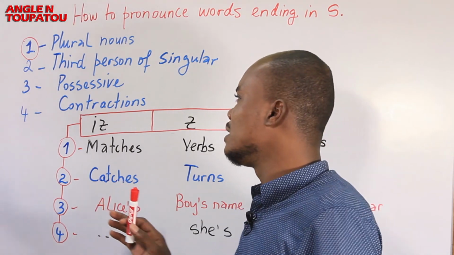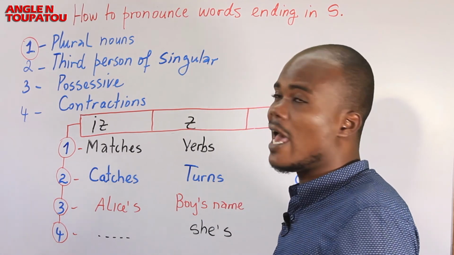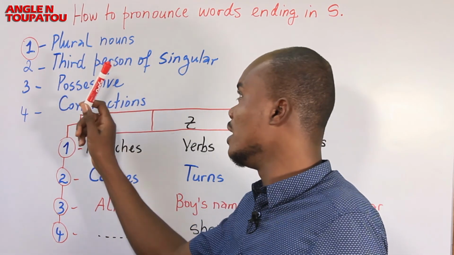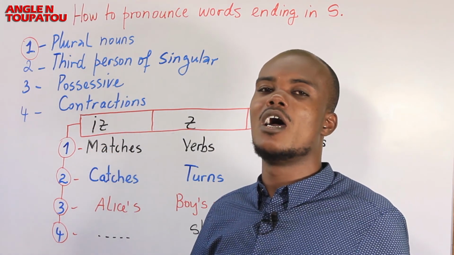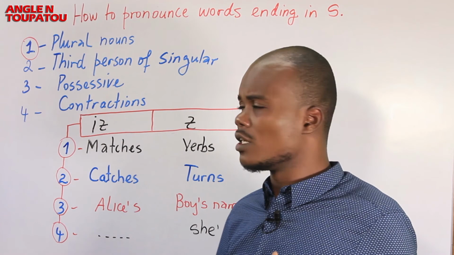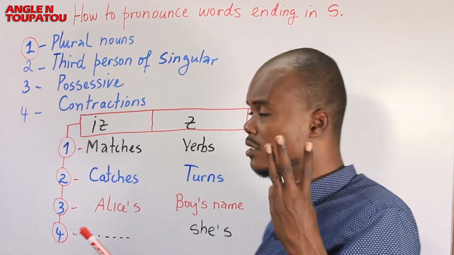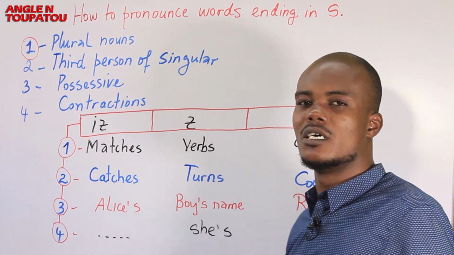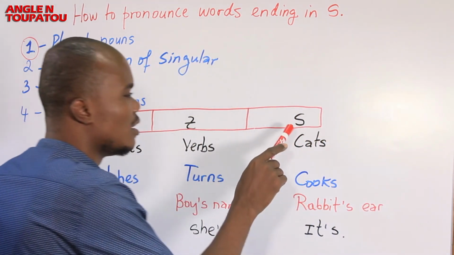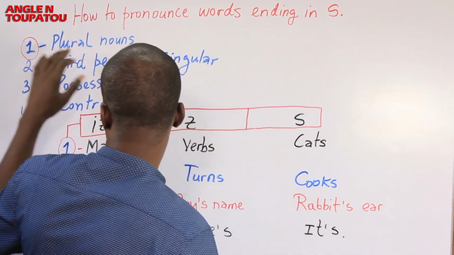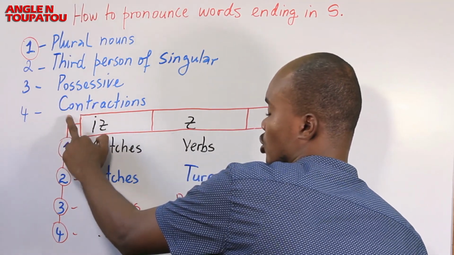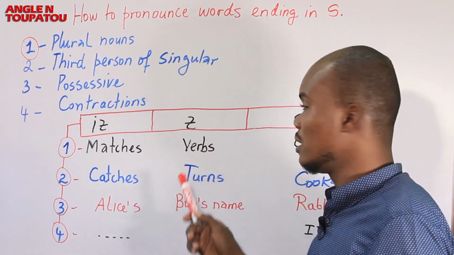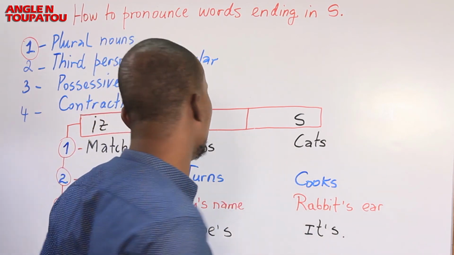But before going further, let me tell you that this S you see can have three sounds. The first one is is, the second is z, and the third one is s. The S that ends plural words, third person verbs, possessive case and contractions has three sounds: is, z, and s. Now, let me give you an example to understand.